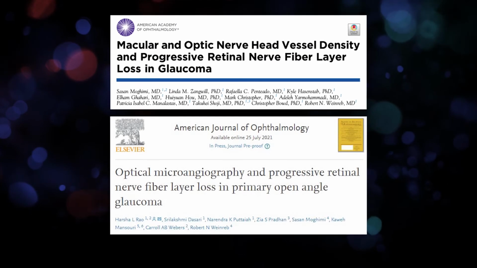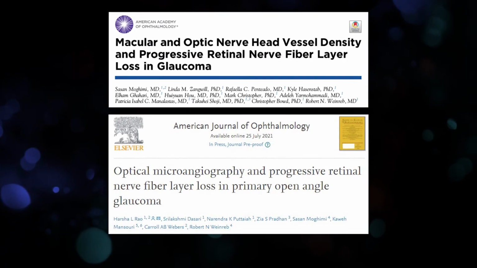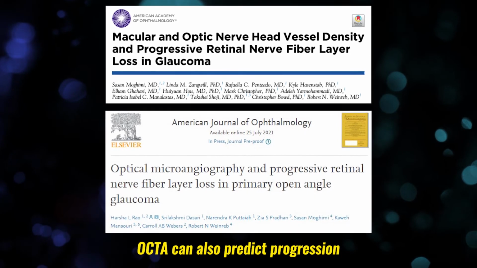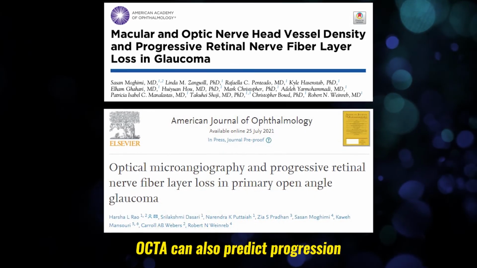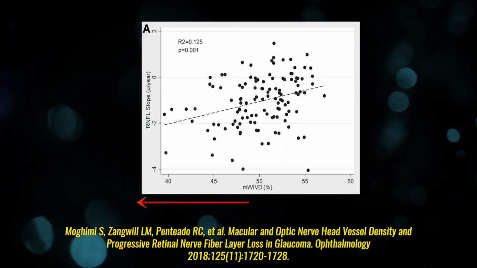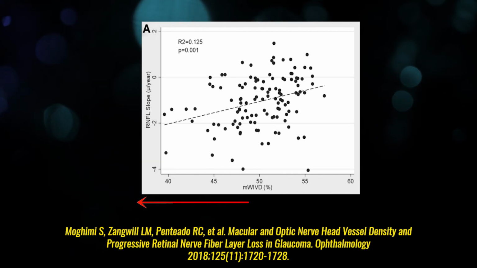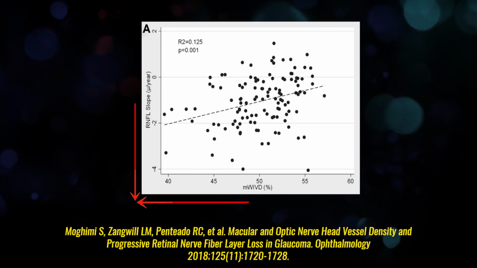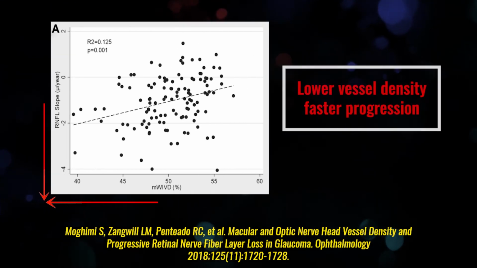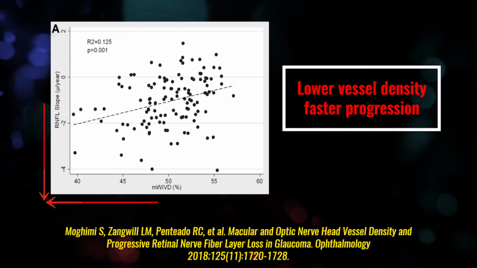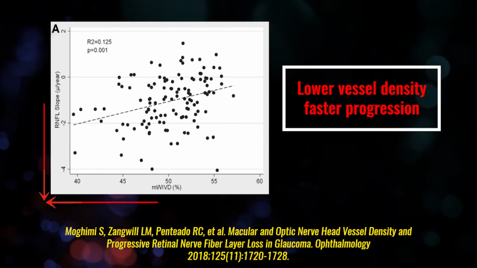Several groups have also shown that lower baseline peripapillary and macular vessel densities were associated with a significantly faster rate of RNFL loss in glaucoma. Eyes with a baseline vessel density of less than 50% on macular OCT scans showed significantly faster RNFL decline than those with vessel density greater than 50%. Therefore, vessel density provides useful information about the risk of glaucoma progression.